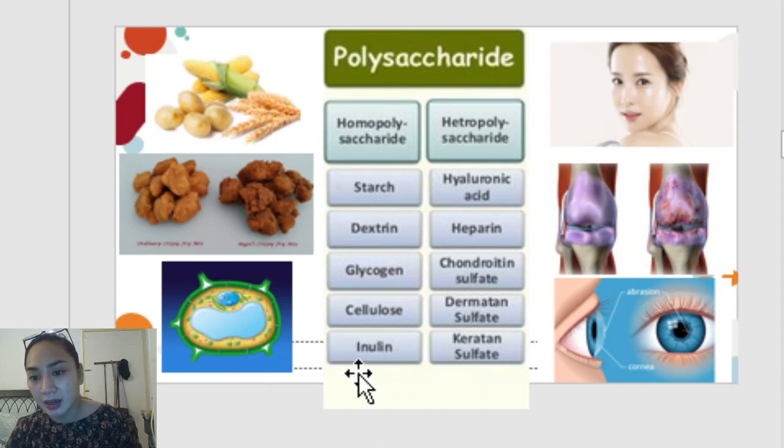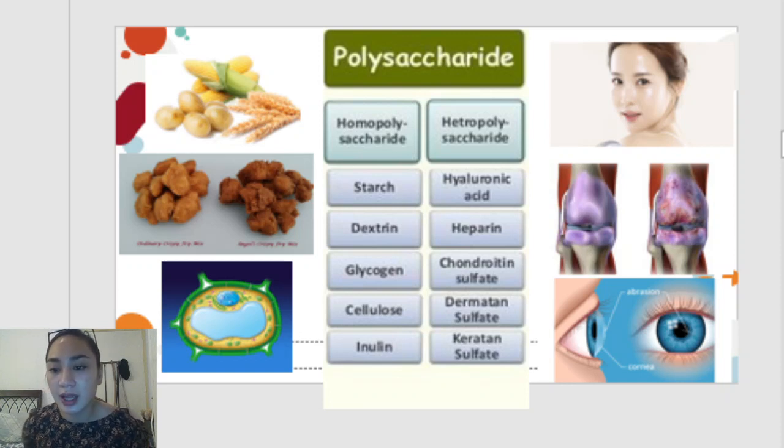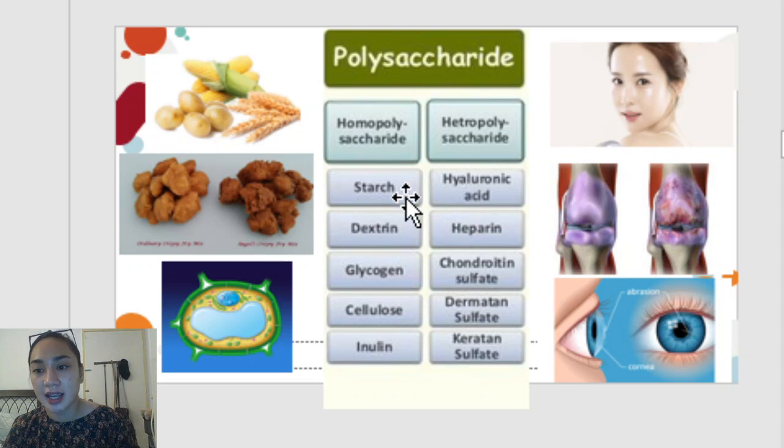And then, we have inulin. Inulin is a fructan. These are chains of fructose. It is also a prebiotic, and we all know that prebiotics improve gastrointestinal health. Okay, next we have heteropolysaccharides.